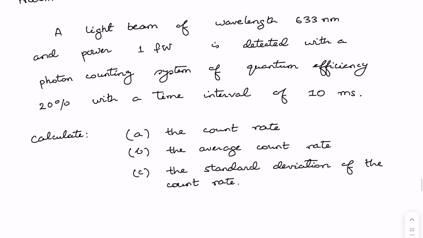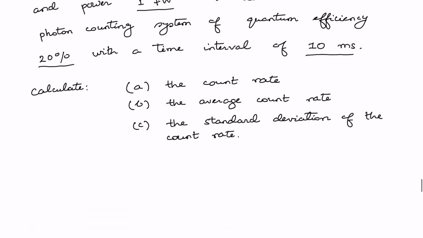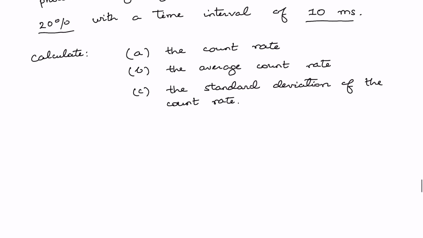In this problem, it is given that a light beam of wavelength 633 nanometer and power 1 femtowatt is detected with a photon counting system of quantum efficiency 20% with a time interval of 10 millisecond. You are asked to calculate the count rate, the average count rate, and finally the standard deviation of the count rate. So let's do it.